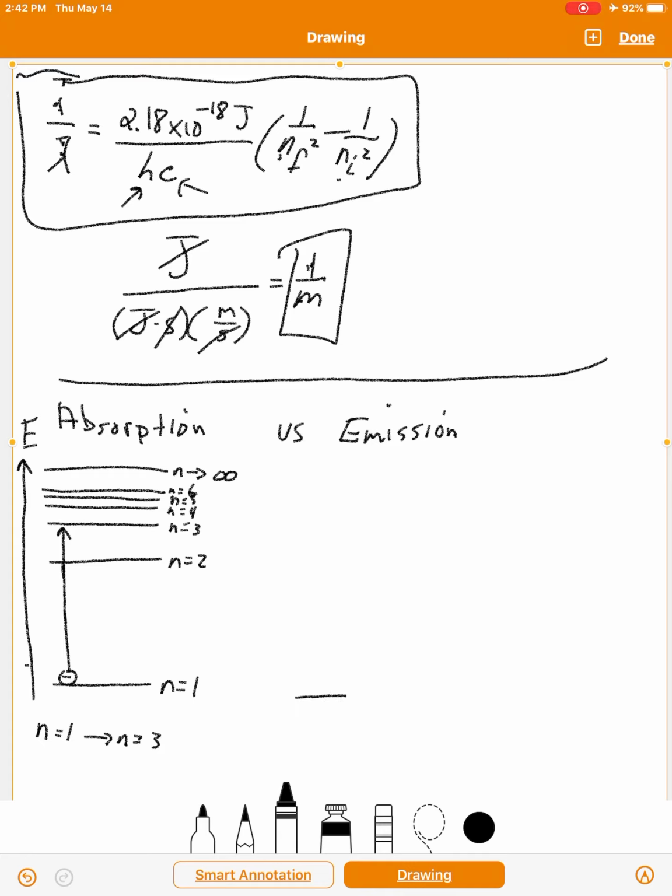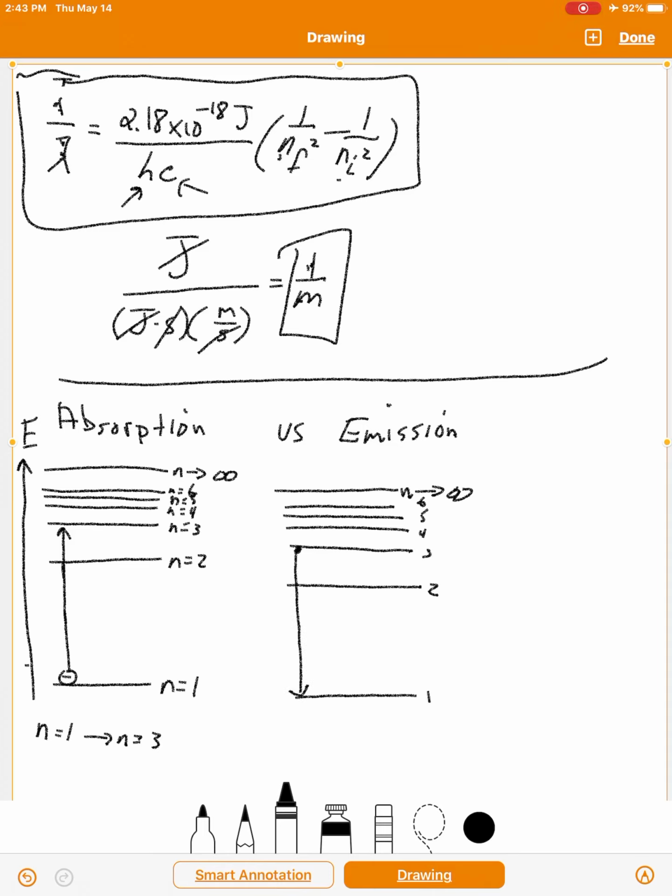Now, what's the opposite of that? I'm not going to show you a different one, I'll show you the same one. N equals 3, n equals 4, n equals 5, n equals 6, and then n approaches infinity. Suppose the electron goes from 3 to 1. Now it could go 3 to 2, or it could go 3 to 1. So n equals 3 goes to n equals 1. Each of these is called a transition. The electron is undergoing a transition from one level to another.